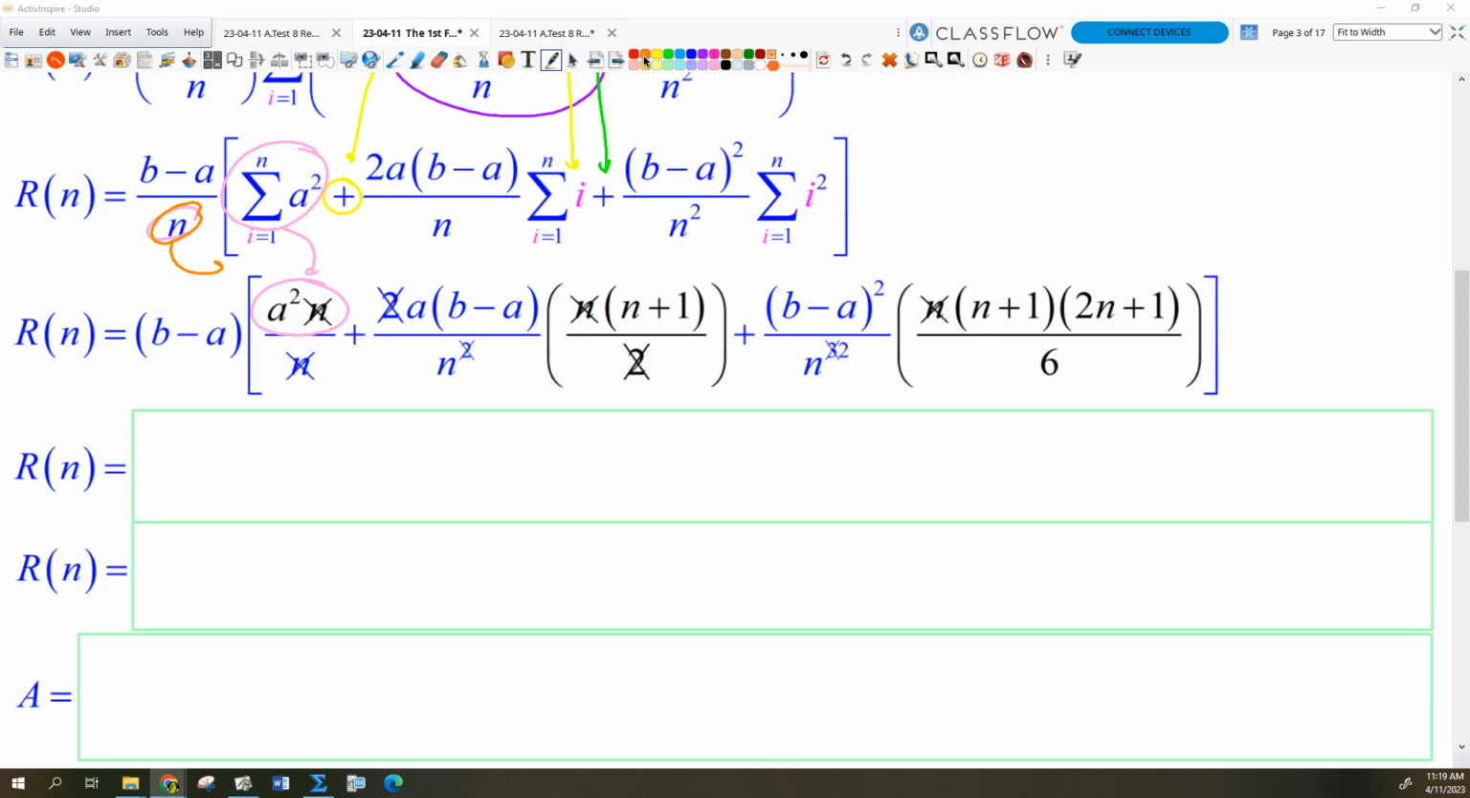Well, the sum of i from 1 to n is just n times n plus 1 over 2. Remember that one? That's one of our summation formulas. It's just given to us. If we distribute this additional n from outside, that's going to give us an n squared on the bottom, right? This n becomes an n squared. And then when I multiply all these things out, I could cancel one of my n's, top and bottom. I could cancel that 2, and that's going to give me something a little bit simpler.